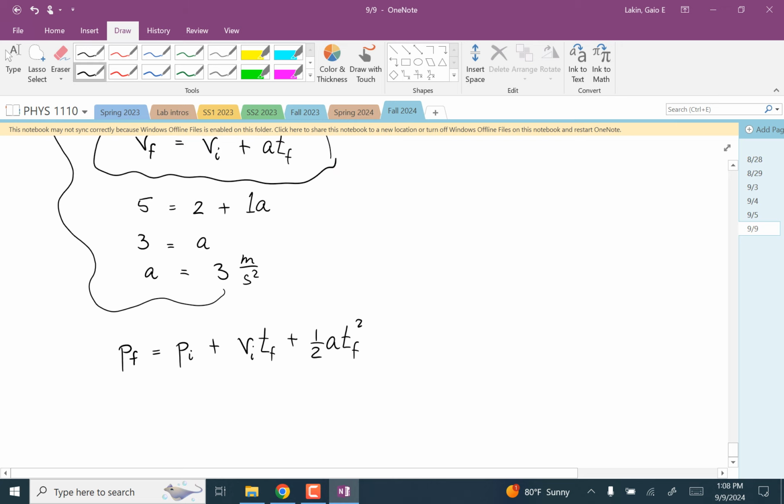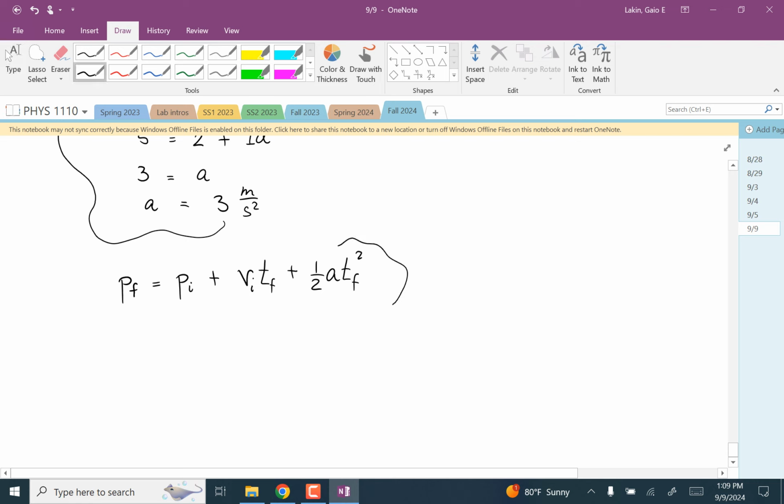Do we know P initial? Yes. Do we know V initial? Yes. Do we know T final? Do we know acceleration? Yes. Now we do. We just solved for it. So this will do it for us.